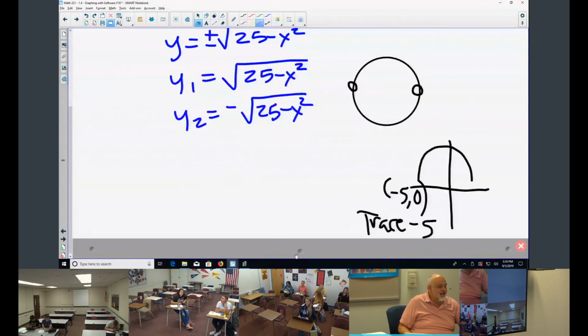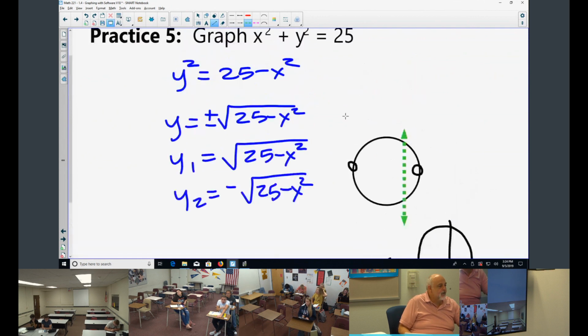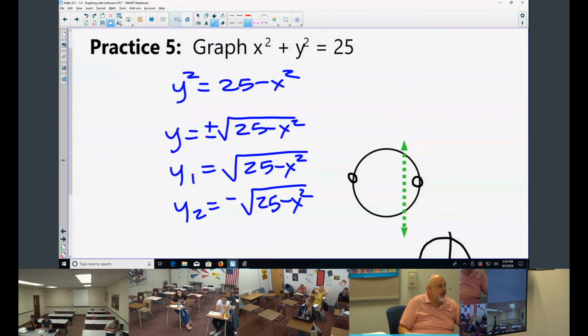So, again, the reason why you have to do it that way is because a circle, in and of itself, fails the vertical line test. So a vertical line would hit a circle more than once. So a circle is not a function. So what we're doing is we're sort of tricking the calculator to graph the top half and the bottom half separately so that it is a function. Okay? All right. Any questions on that?